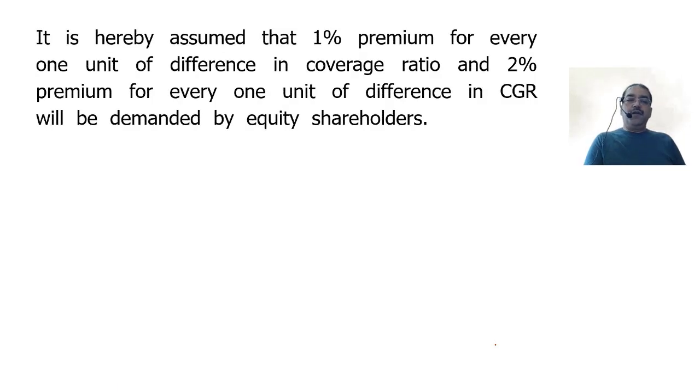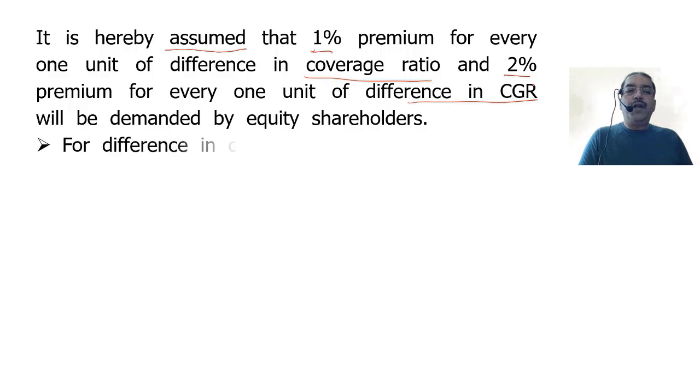So I write like this: hereby assume, this is my assumption. You can assume anything. You can assume 5% and 10%. You can assume 4% and 8%. But for simplicity purpose, I have taken simple base figures, 1% and 2%. 1% for every unit of difference in coverage ratio and 2% for difference in CGR.